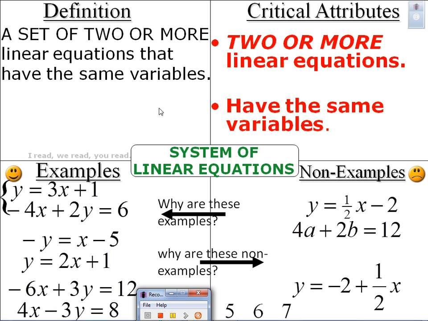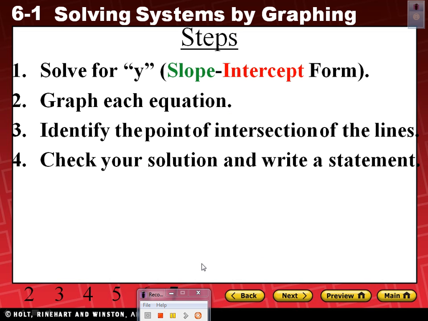Okay, steps. Copy your steps down, please. There are 4 easy steps that we're going to look through in order to solve the system by graphing. Step 1, solve for y. In parentheses, write slope-intercept form. Make sure when you solve for y, you write it in slope-intercept form. Step 2, graph each equation.